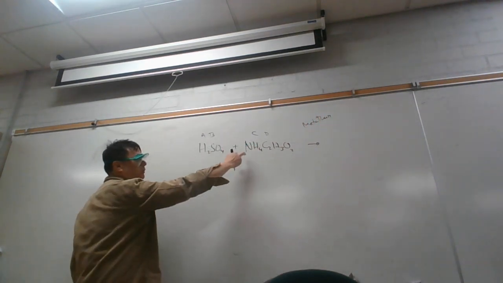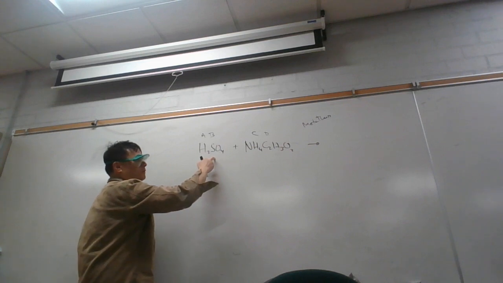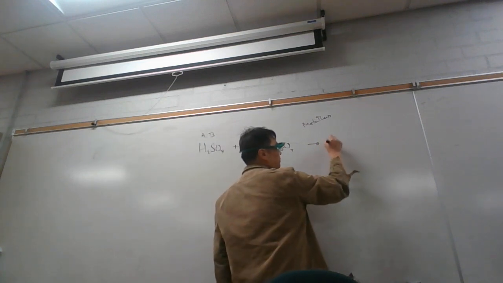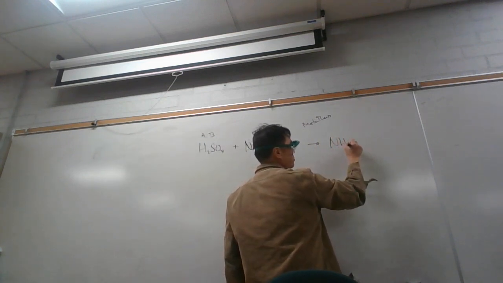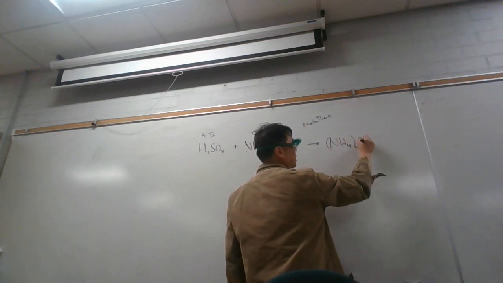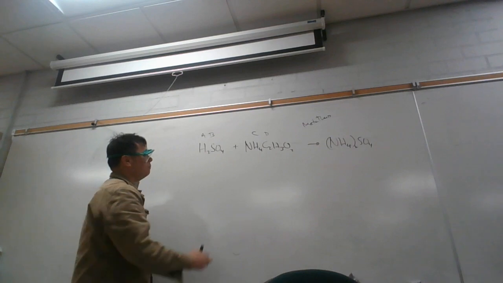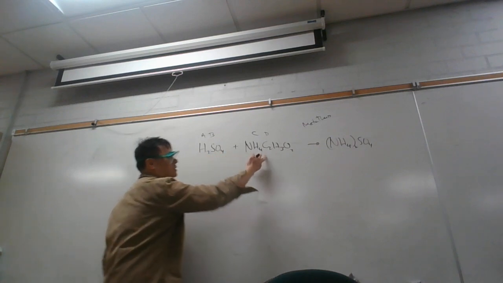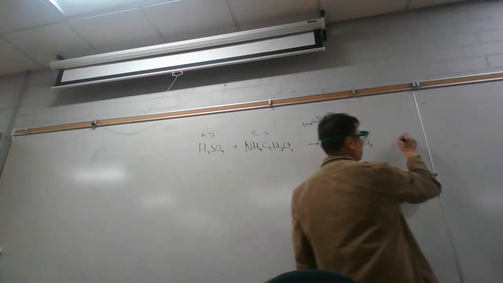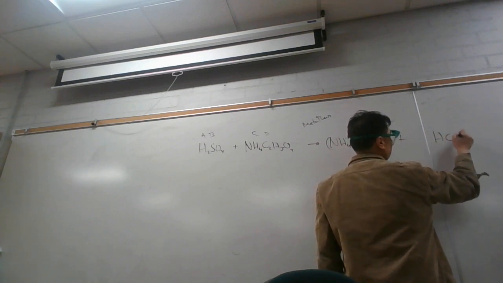It's going to be ammonium sulfate. Ammonium sulfate, ammonium's a +1, so we'll need two of these to balance out the -2 of sulfate. And hydrogen acetate. Hydrogen acetate is also called acetic acid.